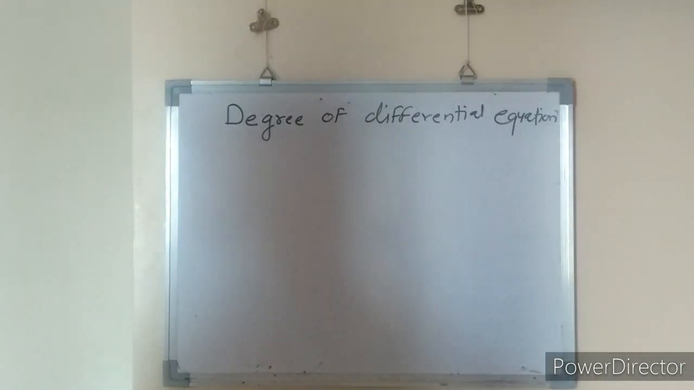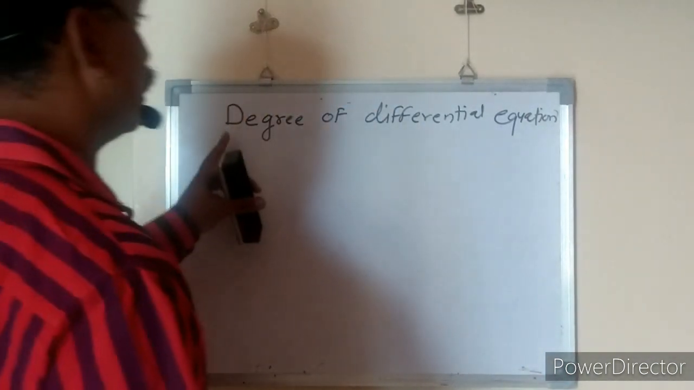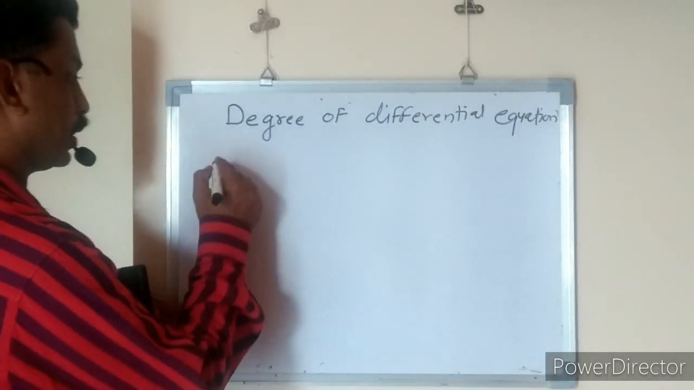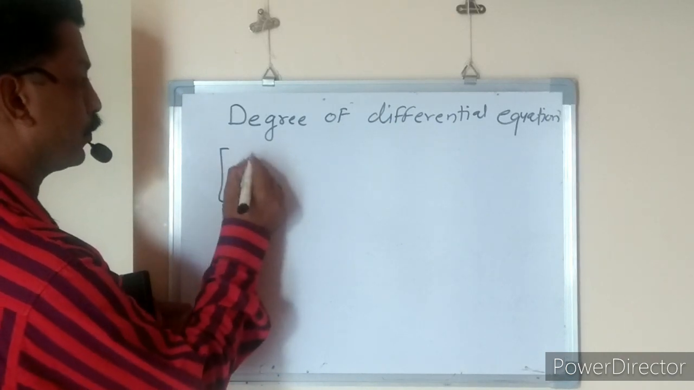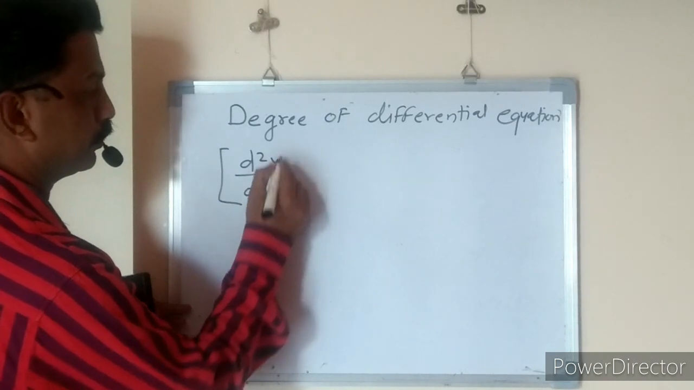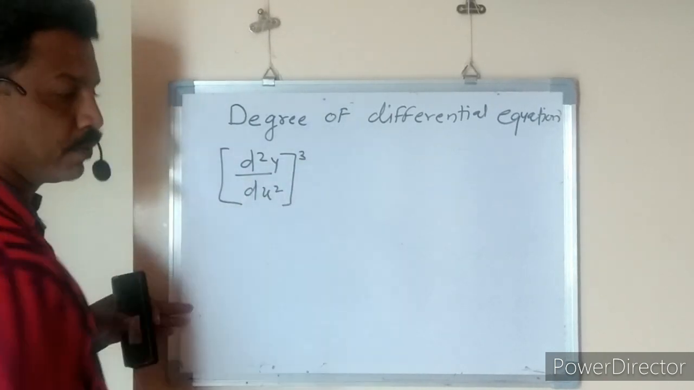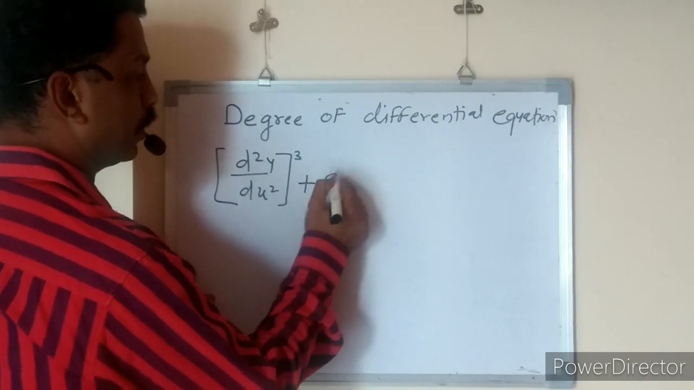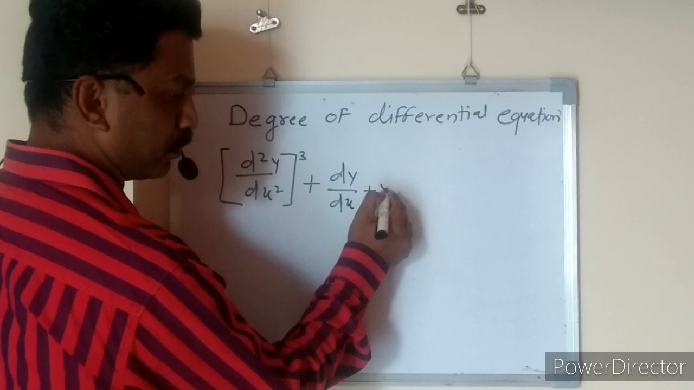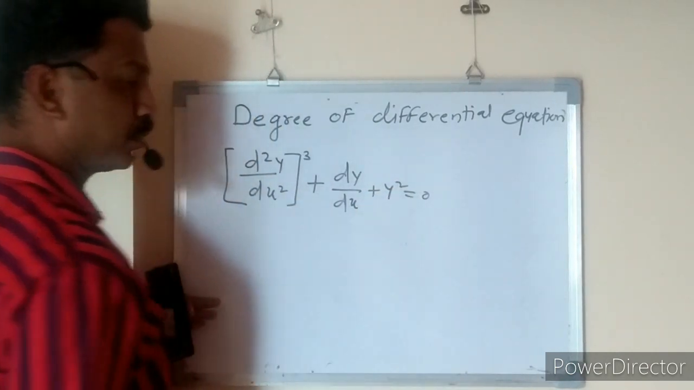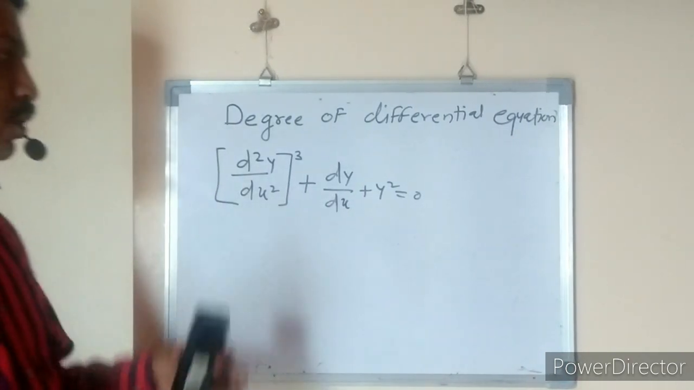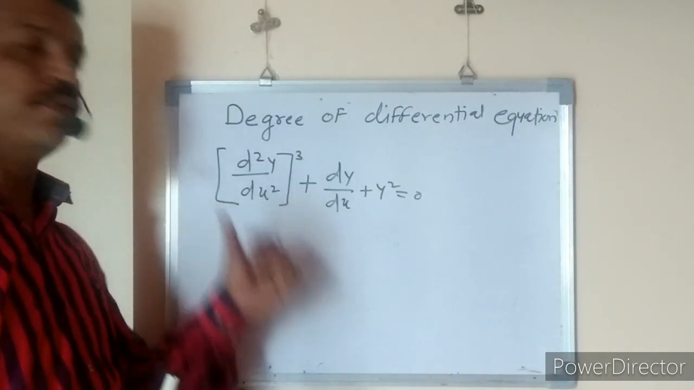Hello friends, now we see the next part, degree of differential equation. For that we take one example, that is (d2y/dx²)³ + dy/dx + y² = 0. So here is one differential equation. Now we want to find out the degree of this differential equation.